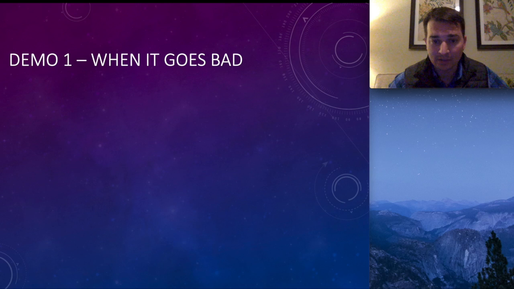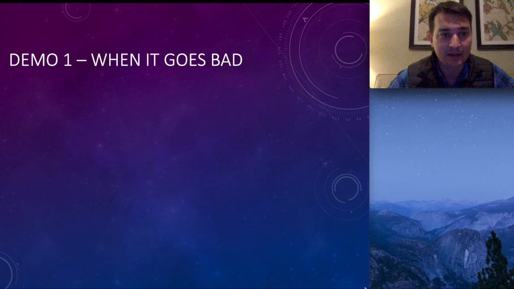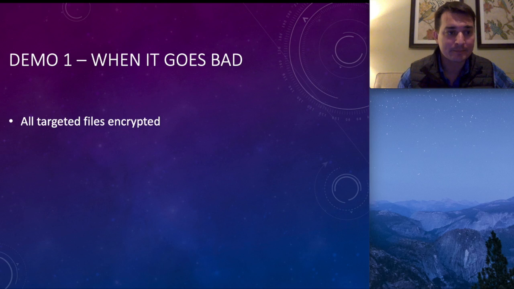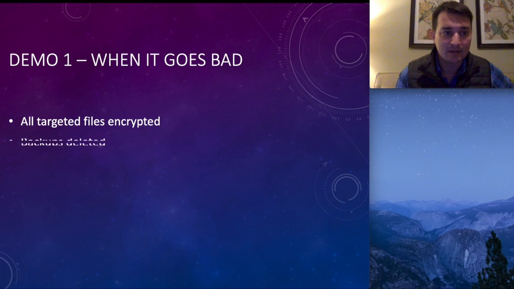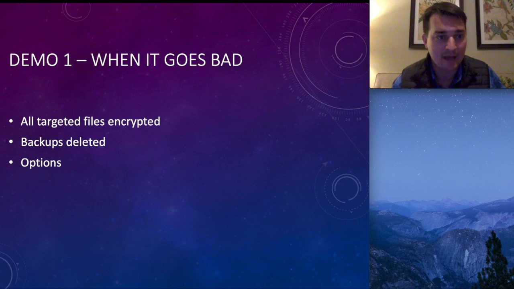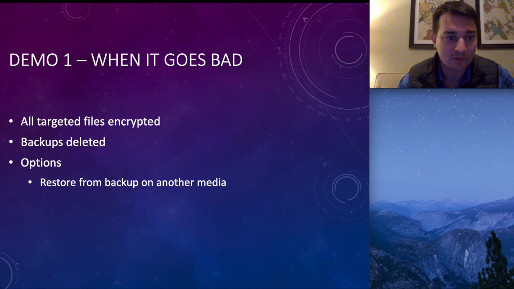Alright, just to recap a little bit on the demos. Demo 1 was when things go bad. As you saw, the targeted files were encrypted. The backups were deleted, in this case the volume shadow copies. So now you're talking options when this happens. Not in a good place. You have the option to restore from backup on another media, or paying the ransom.